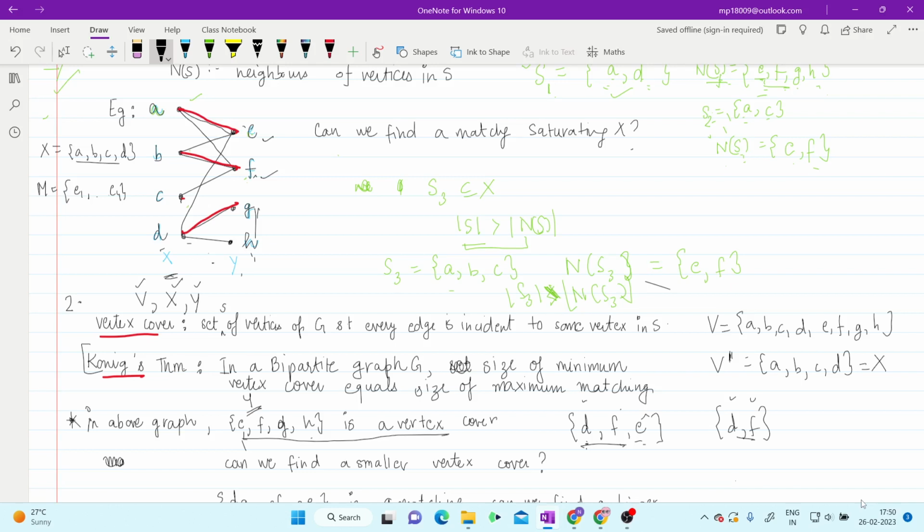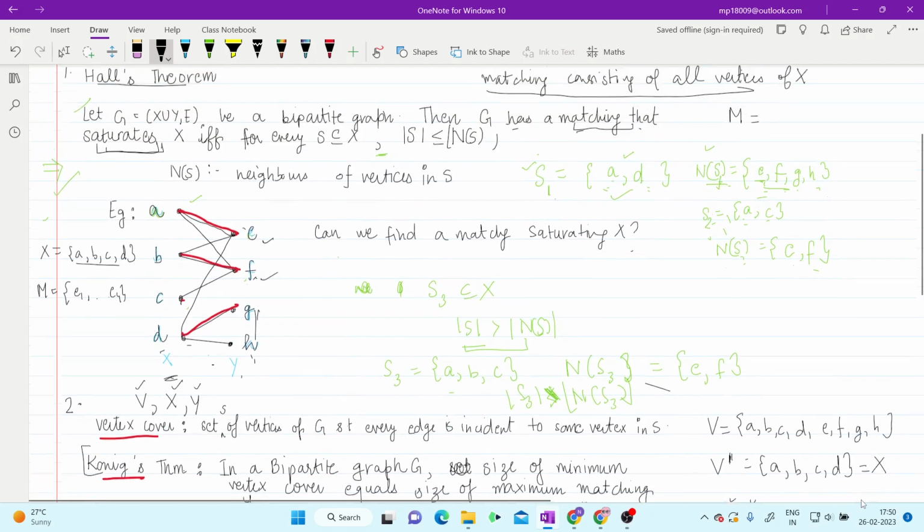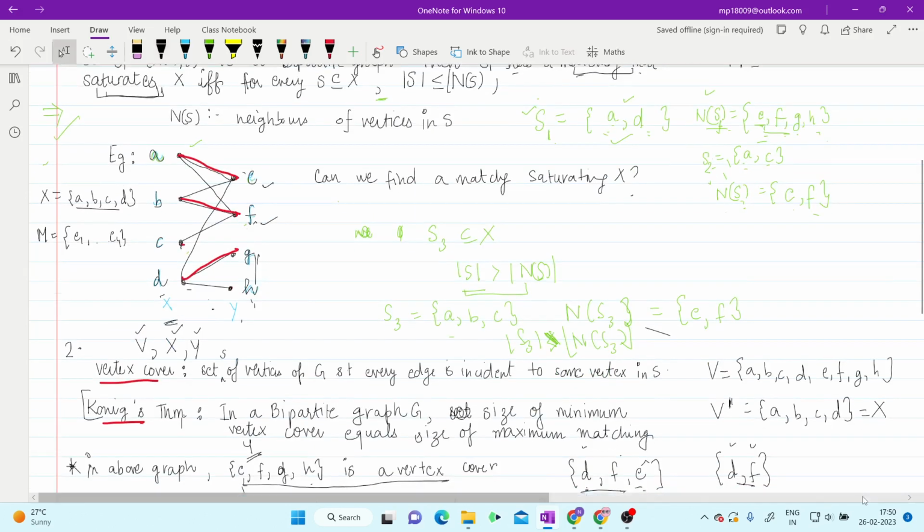So is this clear? The statements of Hall's theorem and Konig's theorem, clear to everybody? Yes, ma'am. Okay.